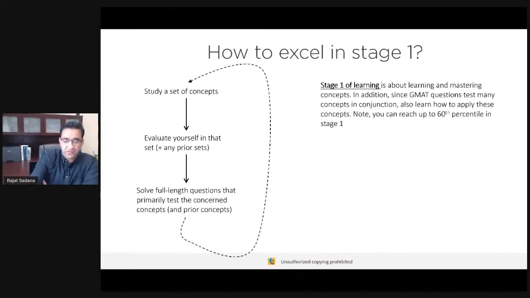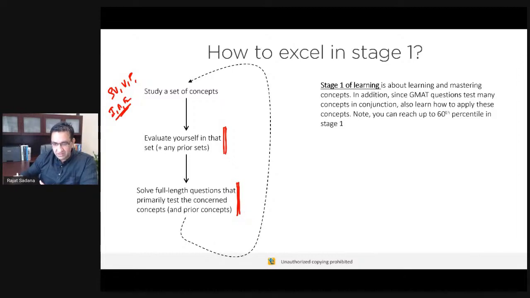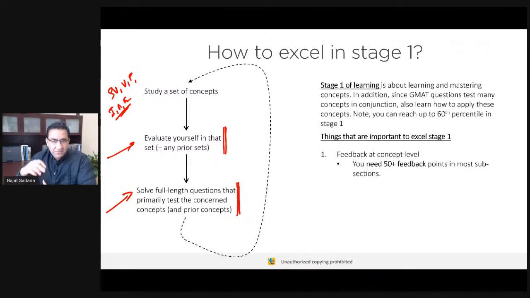So you study a set of concepts, let's say subject verb, pronoun, and so on and so forth, or inference, assumption, evaluate, so on and so forth. As you're studying that set of concepts, evaluate yourself in those concepts, and at a conceptual level, that's very important. And then you also solve full-length questions that test that particular concept. You have to get feedback at each of these stages so that you know that you've learned that particular concept well, and then you go on and study the next set of concepts.